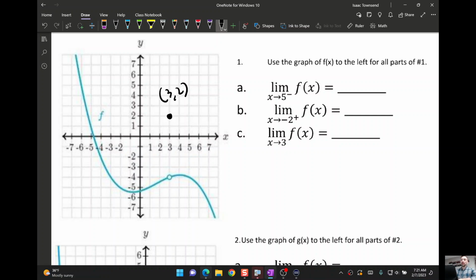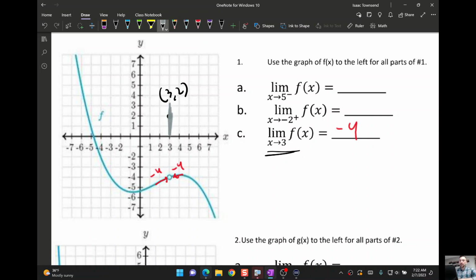Limits don't care. Oh, well, I guess only this one's about x approaching 3. But limits don't care what the y value is at that point. It's not asking about a point. It's asking what y value is it approaching. It's approaching -4 from the left, -4 from the right, so the limit's -4.